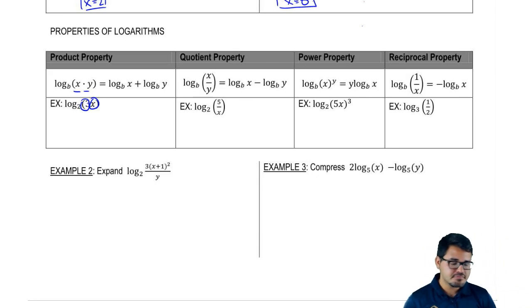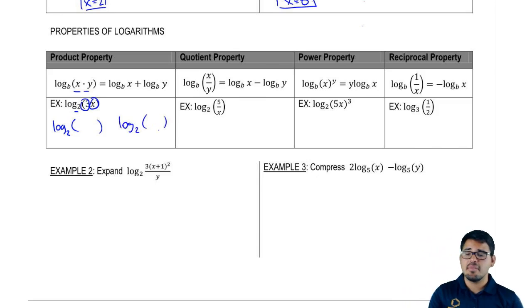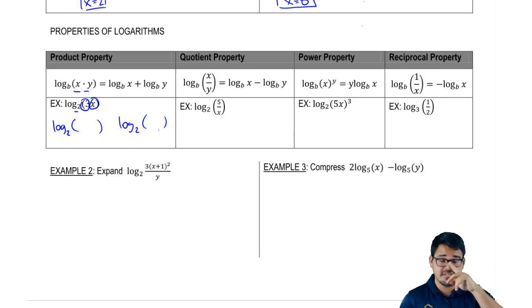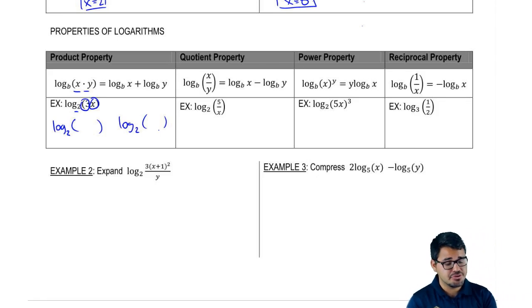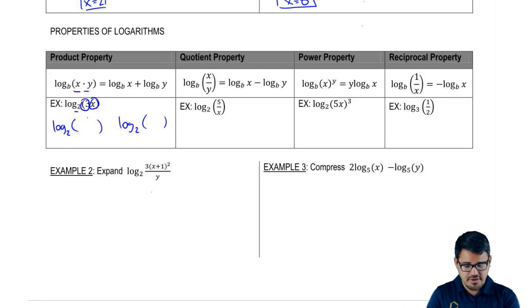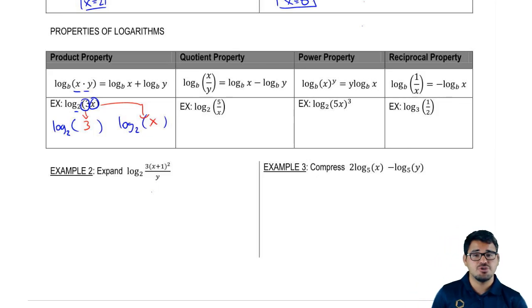So grab your log, which in this case has base 2. So log base 2, leave an open parenthesis, and then draw another log for the second factor. Don't worry about the signs for now, we're just going to worry about the logs. We have two factors, so we need two independent logs. Each factor gets its own independent log. So the first factor is 3, so we put that in, in red. The 3 comes down here and the x goes in here. So we have log base 2 of 3 and log base 2 of x.